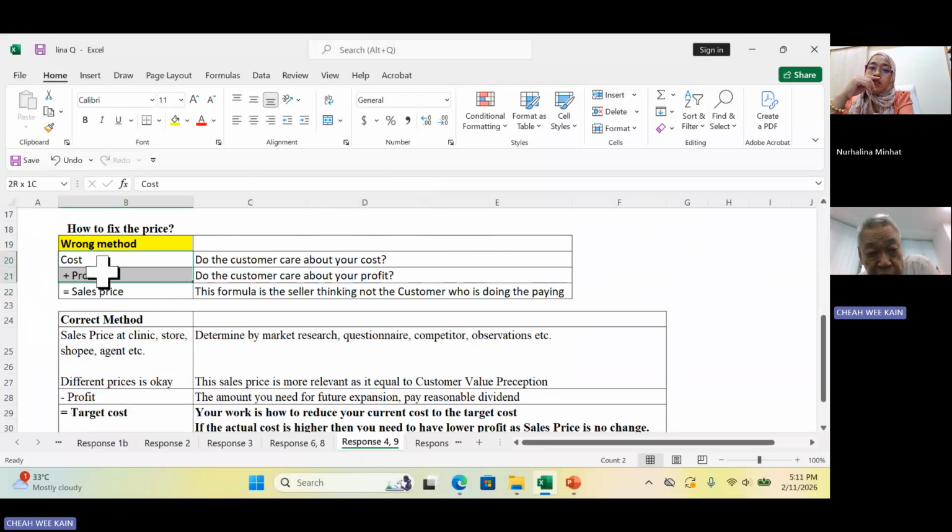Many people follow this method. It's convenient. I know my cost. I want 20% profit or 50% profit. This is my price. And then you put it up there. But this is the wrong thinking, because this is the seller's thinking, not the buyer's thinking. Does the buyer care about your cost and profit? No. They only look at the price. We call this customer value perception.